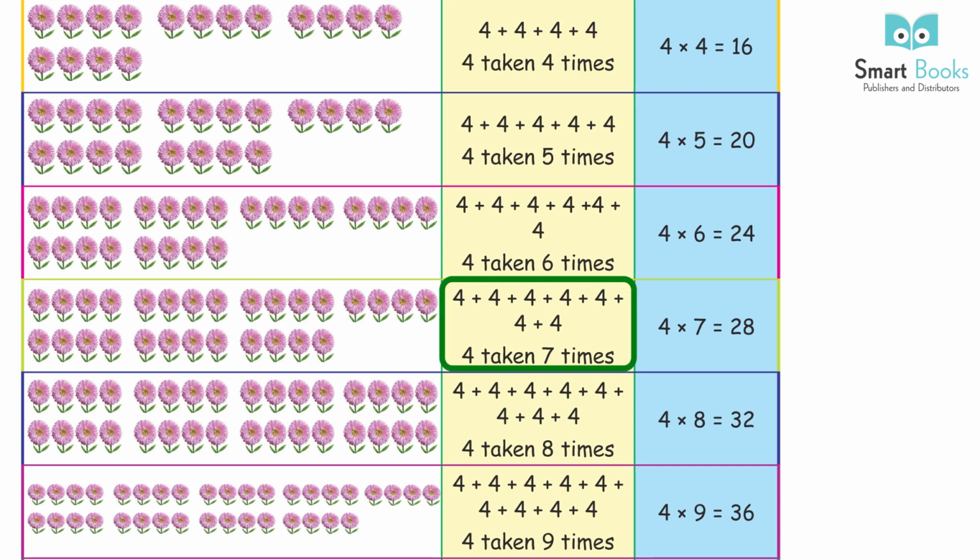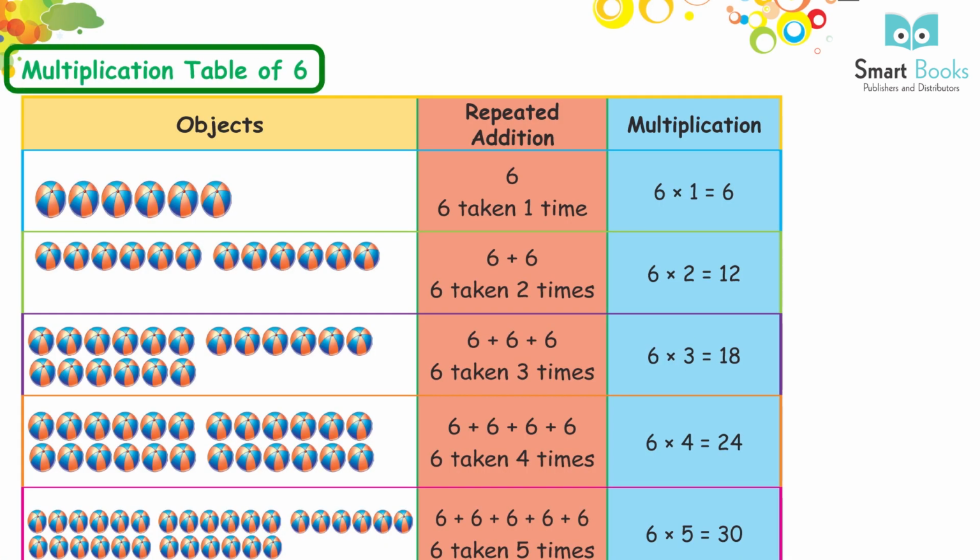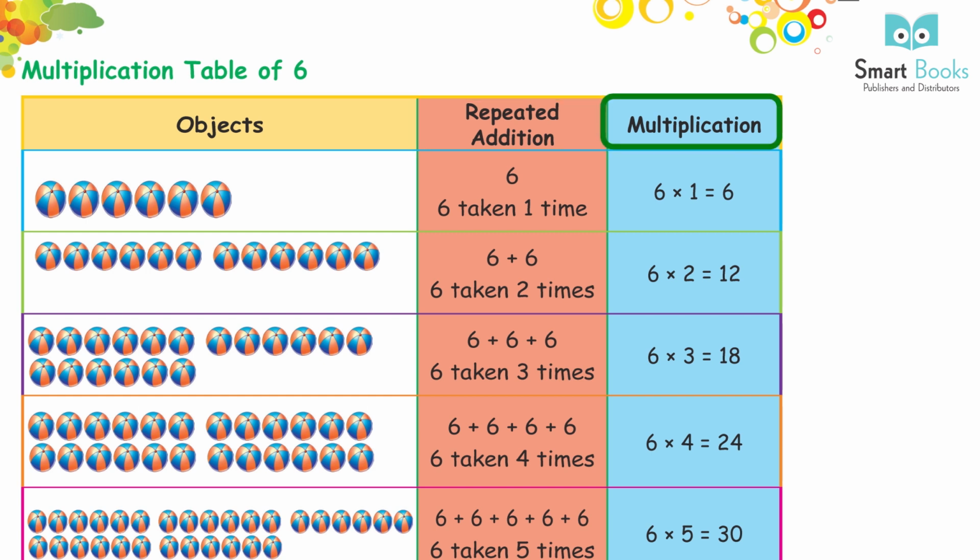4 taken 7 times. 4 into 7 is equal to 28. 4 taken 8 times. 4 into 8 is equal to 32. 4 taken 9 times. 4 into 9 is equal to 36. 4 taken 10 times. 4 into 10 is equal to 40. Multiplication table of 6. Objects, repeated addition, multiplication.